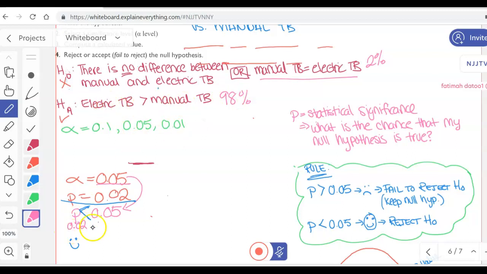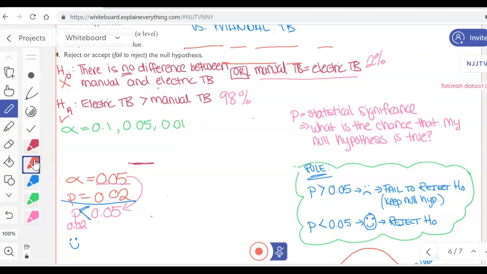Do you see that? 0.02 looks at the null hypothesis. So if I times that by 100, I get 2%. 2% chance that this is true, that the null hypothesis is true. But 98%, right, 100 minus 2, 98% chance that the electric toothbrush is better than the manual toothbrush. Okay, let's look at a different example.